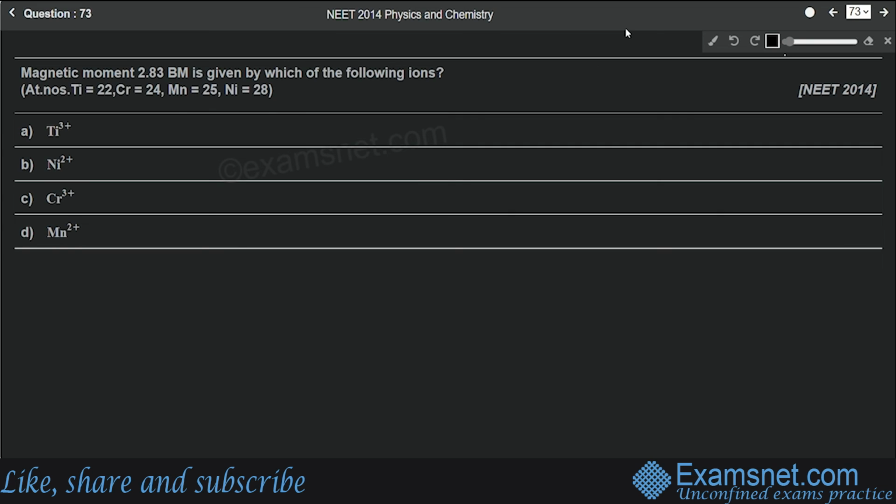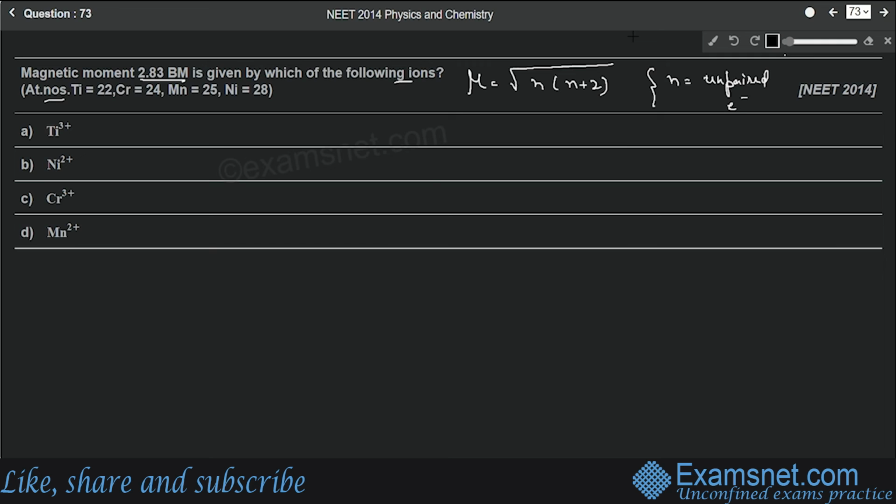Question number 73 is from the chapter d and f block elements, and the question is: magnetic moment 2.83 Bohr magneton is given by which of the following ions? Atomic number is given. So we know that the magnetic moment is given by the formula mu equals under root n into n plus 2, where n is the number of unpaired electrons. So let's check the values one by one.